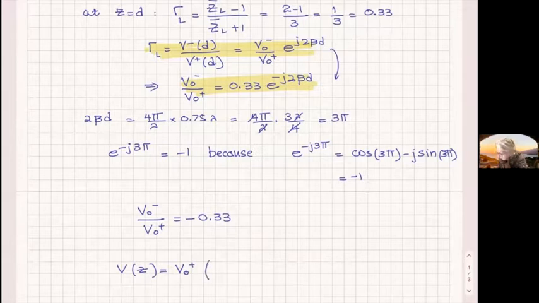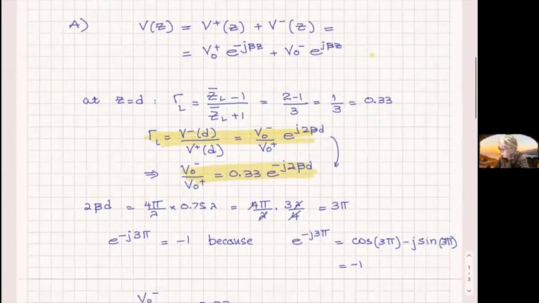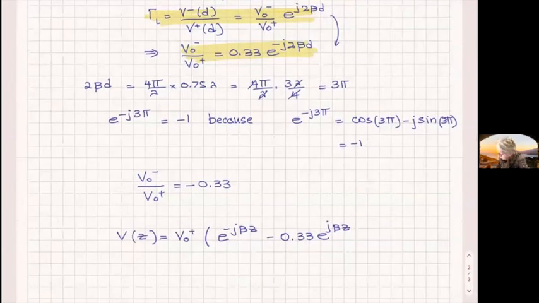So here I can put minus e to the minus j beta z, and then I have minus 0.33 e to the j beta z, all right, from here.